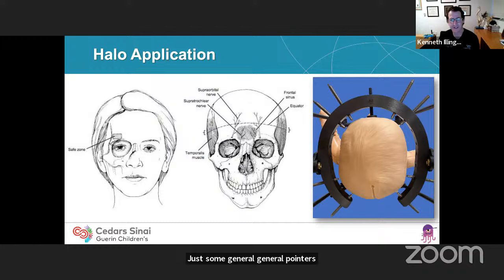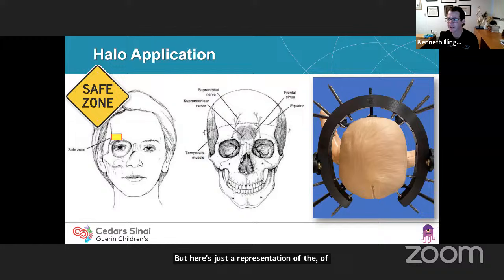Again, we touched a little bit on the difference between adults and pediatric patients. But here's a representation of your safe zone for where you put your pin placement. It's over the lateral two-thirds of the brow, okay? And the reason for that is you want to avoid the supraorbital and supratrochlear nerves, which run down more over the medial third of the brow. And you don't want to be too lateral to where you're in the temporalis muscle.